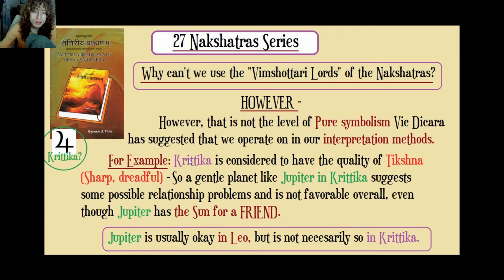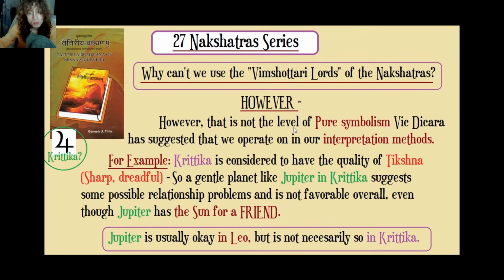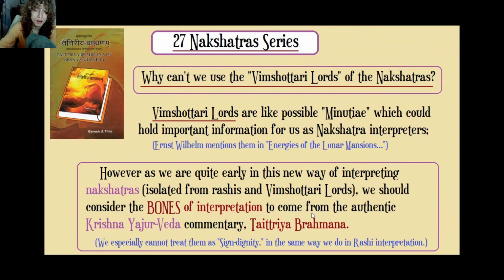So the sharpness makes, for example, if Krittika is ruled by the sun, as people treat it, that would mean Jupiter would do well in Krittika. But Jupiter in Krittika is not the best placement according to Vic Dicara. He suggests possible relationship problems. It's not favorable overall, even though Jupiter has the sun for a friend. Jupiter's usually okay in Leo, but not necessarily so in Krittika. So that's why we can't lean on these Vimshottari lords.